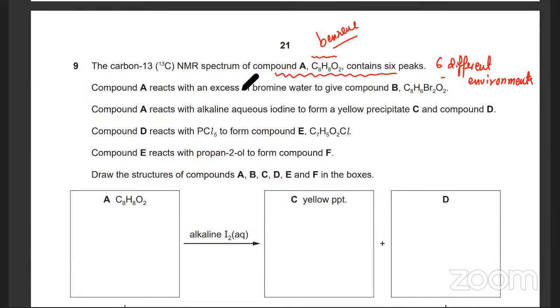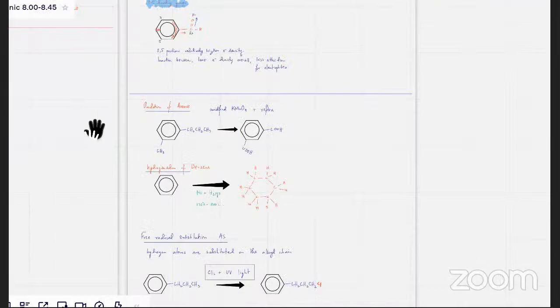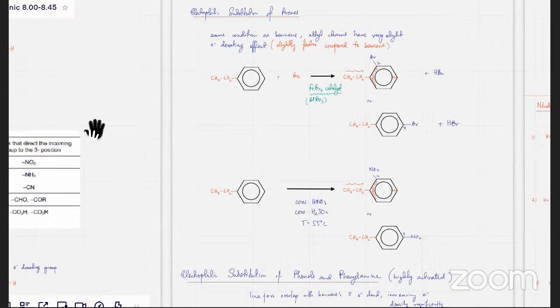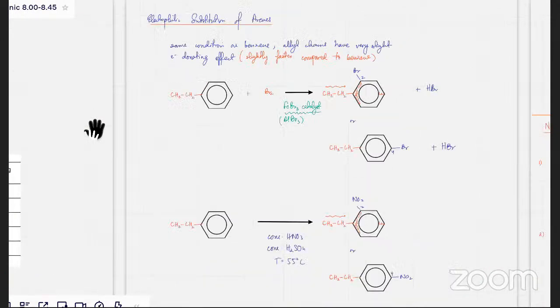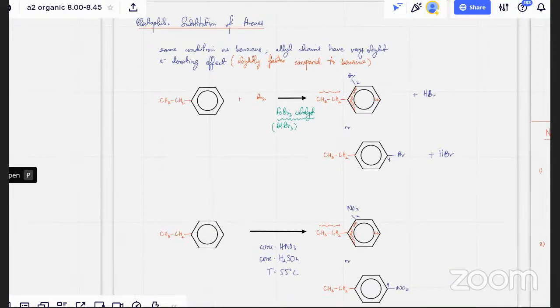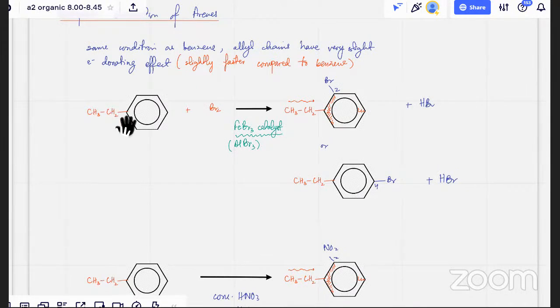Then compound A reacts with excess of bromine water to give compound B. So we know it's a benzene, but it's a benzene that's reacting with bromine water. So I'll just quickly do a revision of which benzenes actually react with bromine. So here's the board, and remember electrophilic substitution of benzene or arenes. It's kind of the same thing. So you've got arenes over here. Arenes and benzene almost have the same reaction.